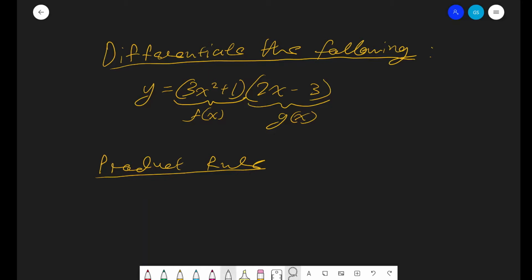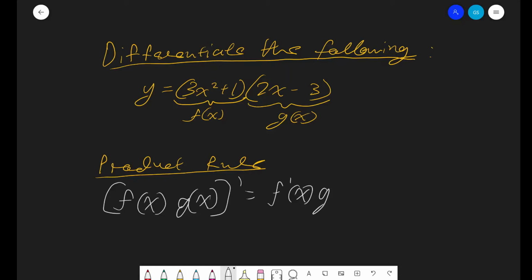The product rule is simply that if we had f of x multiplying g of x, and we differentiated this, we would get f prime of x multiplied by g of x, plus f of x multiplied by g prime of x. You can just treat those different binomials as separate parts and differentiate accordingly.